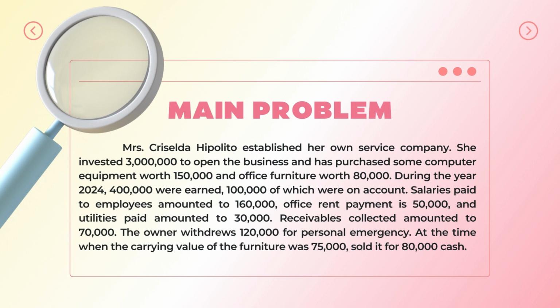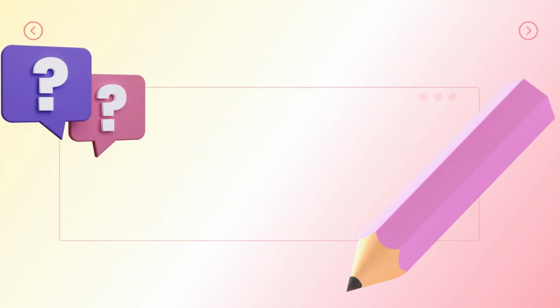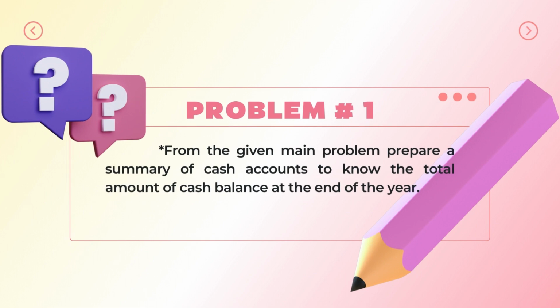Receivables collected amounted to $70,000. The owner withdrew $120,000 for personal emergency. At the time when the carrying value of the furniture was $75,000, it was sold for $80,000 cash. To be able to complete and solve the main problem, we have here 5 more underlying questions to be solved. For our first problem, we are asked to prepare the summary of cash accounts to know the total amount of cash balance at the end of the accounting period.